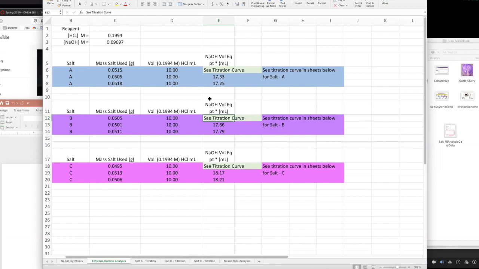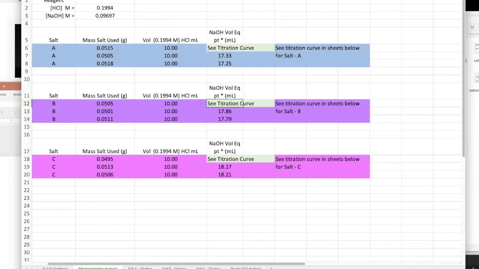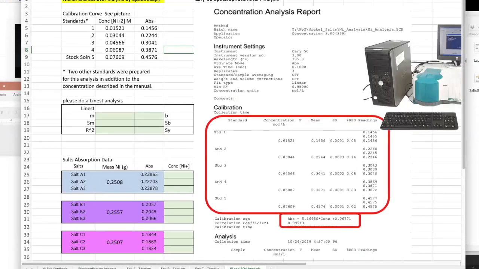The last part is your nickel and sulfate analysis. Remember, I told you this was based on a calibration curve. These are the values in an Excel spreadsheet. Since it's already in an Excel spreadsheet, you don't need to type it in. All you've got to do is take these 2 and then generate. Here, let me show you how that goes.